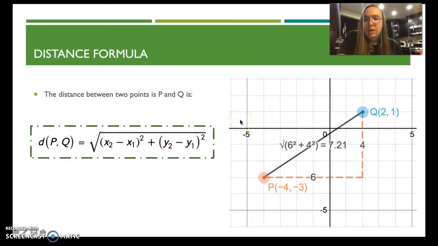All right, the second thing we're going to look at here today is the distance formula. So the distance is the length between 2 points. It's always a positive number. So if you ever get a negative distance, you've done something wrong. Go back and check your answer.